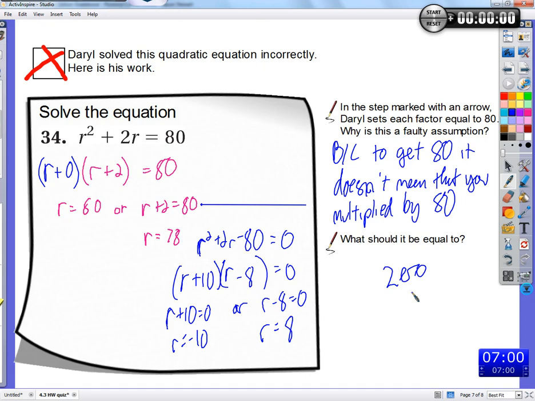0 is the only one that I can make a definite statement about having gotten that answer. It doesn't work with 1, it doesn't work with 2, it doesn't work with 3. So I don't know what I multiplied together to get 1, 2, or 3, but I do know if I got 0, I did multiply by 0.